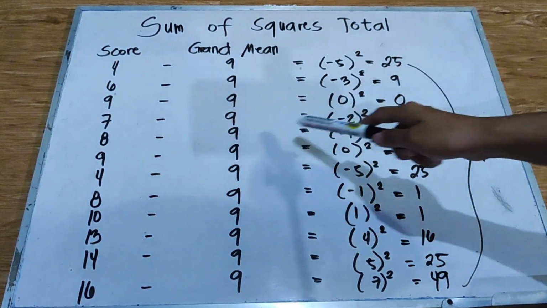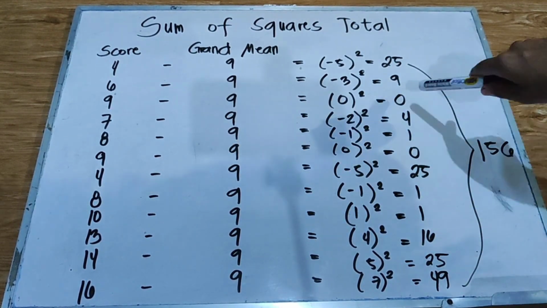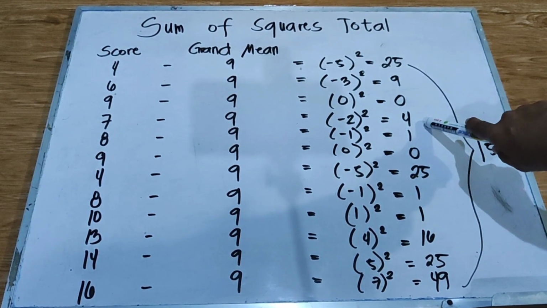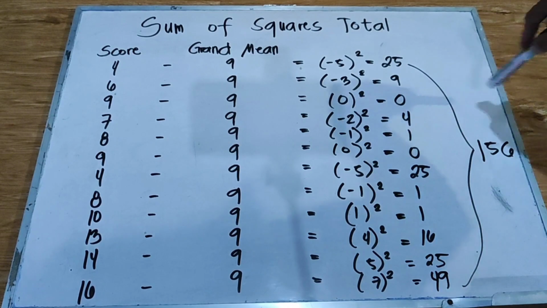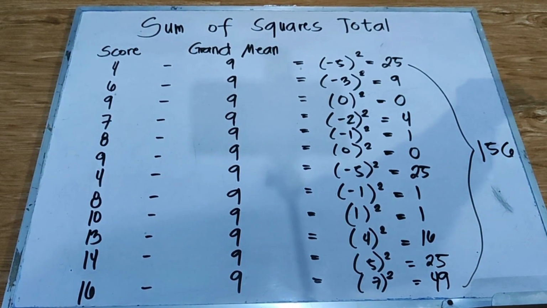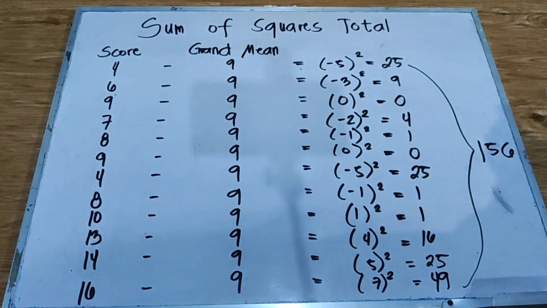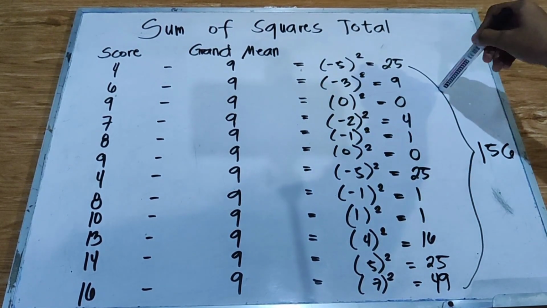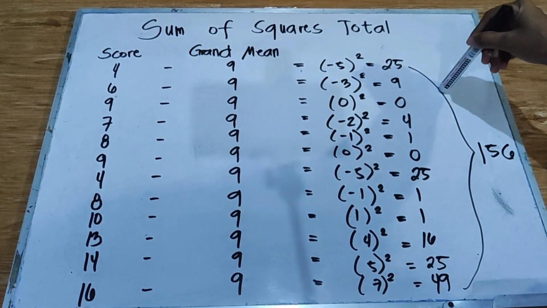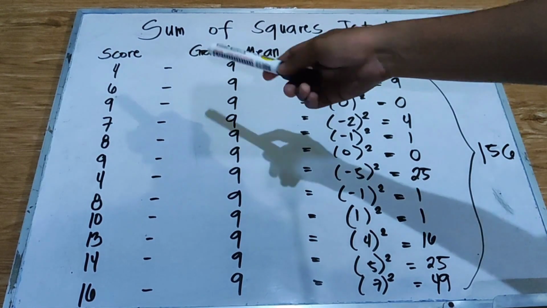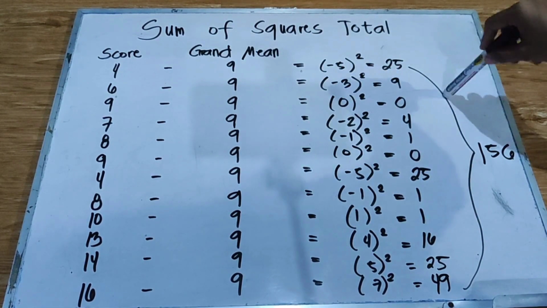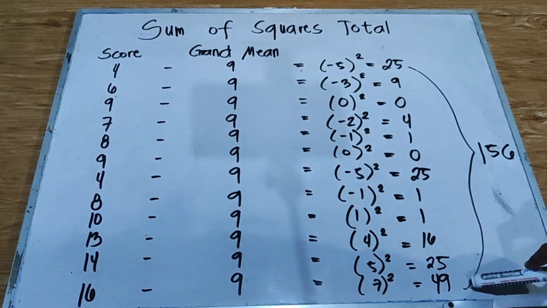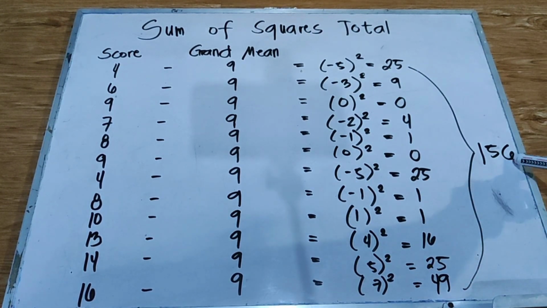7 minus 9 is equals to negative 2. Squared of 2 is equals to 4. And 8 minus 9 is equals to negative 1. Squared of 1 is equals to 1. And so on. After that, we add the results of subtracting the grand mean from the scores. So, from 25 to 49, the result is 156.